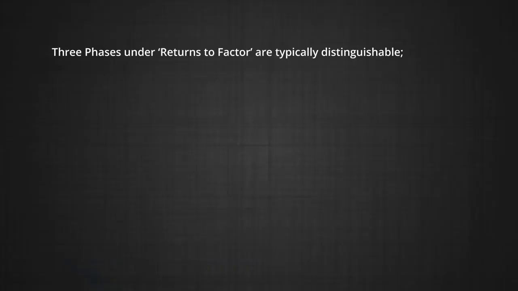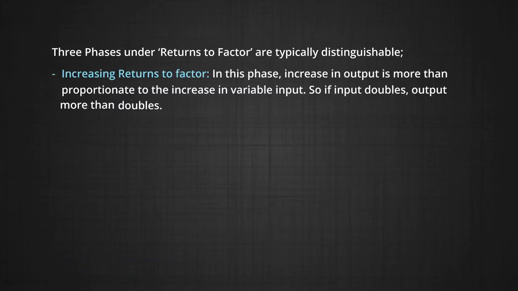How does output change when the variable factor is increased? This depends on returns to factor. Three phases under returns to factor are typically distinguishable. Increasing returns to factor exists when an increase in output is more than proportionate to the increase in input. In other words, if input doubles, output more than doubles.